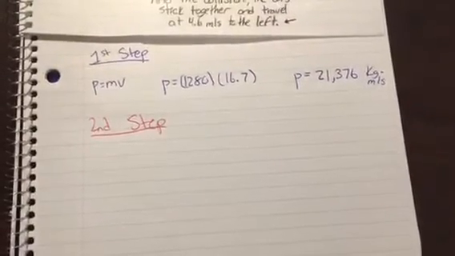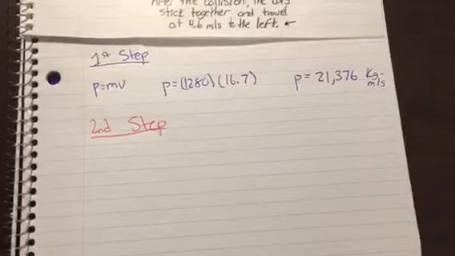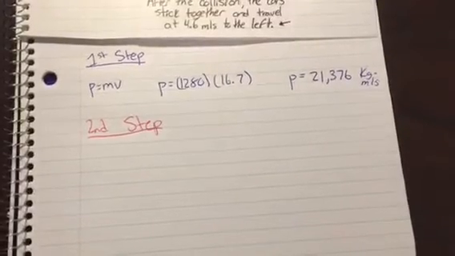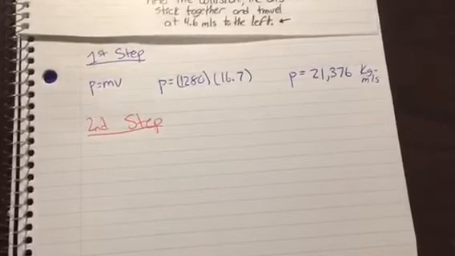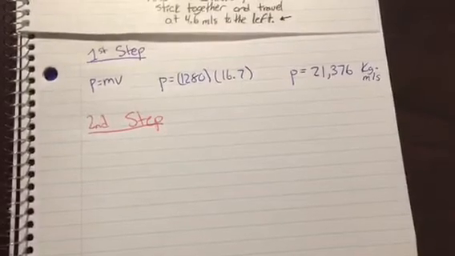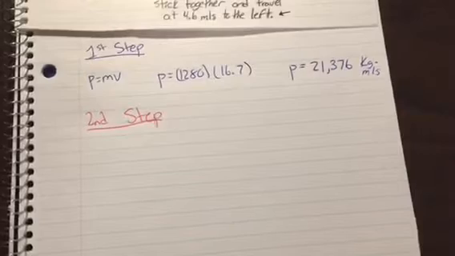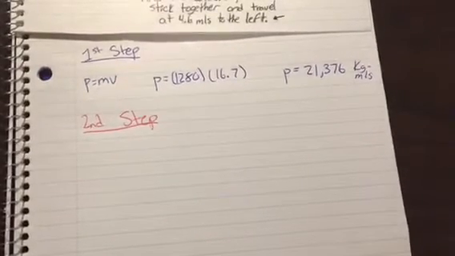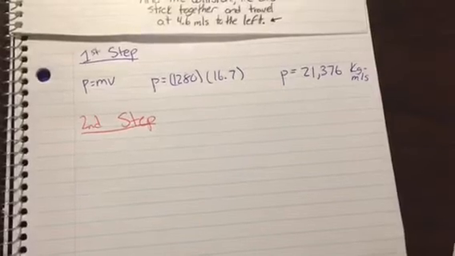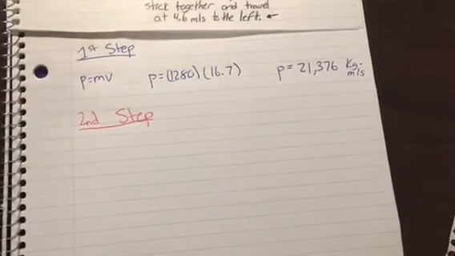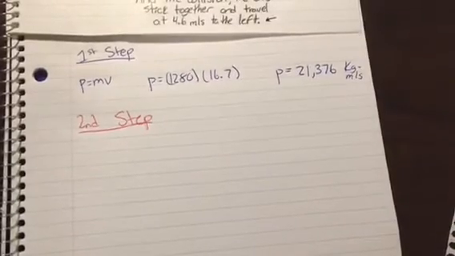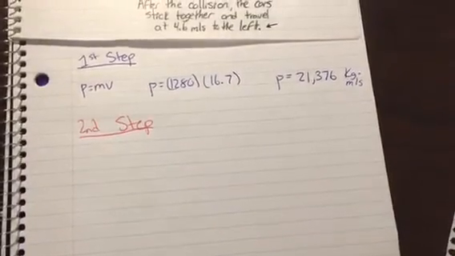We know we can't solve for car number 2 because we have an unknown value. This means our next step would be to solve for the final momentum. We are given the velocity, which is 4.6 meters per second after the collision, and we know that the mass of both cars, 1,280 kilograms plus 1,500 kilograms, equals 2,780 kilograms. This means we can solve for the final momentum. We're going to use the same steps as before to solve for the final momentum.